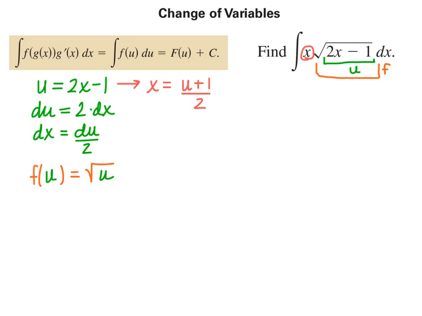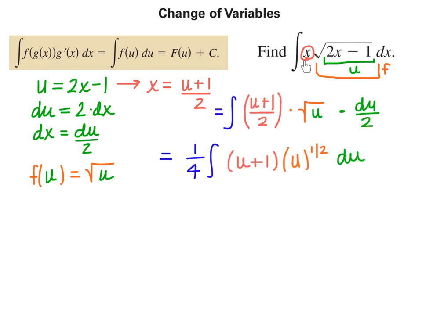Now the tricky part here is that I have this x that I need to substitute in for. I have u values for both of these things. So what I'm going to do is take this u here, because it has a u and an x in it, and solve for just x. So I would add 1 and divide by 2. So I'm going to replace x with this u plus 1 over 2 value.